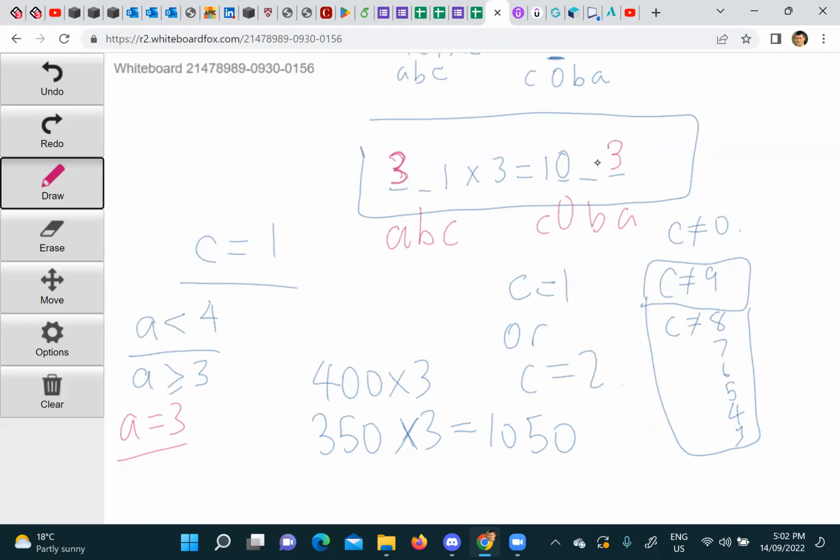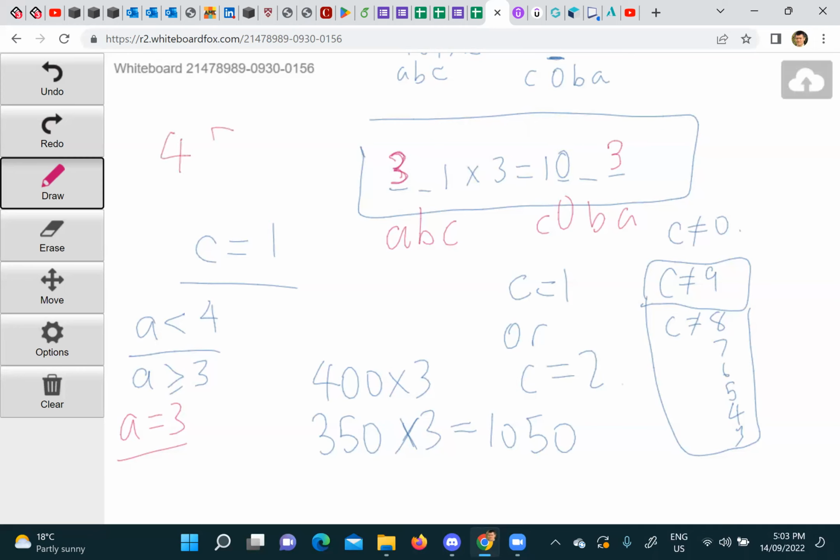Wait, oh wait, it can't be less than 4 because if you do 2 times 3 equals 6, and if you do 3 times 3 it equals 9. So if it's 3 or less, it doesn't go over 1,000, right? C can't be 1. It has to be 2. There's only 3 options left. You can only do 4, 5, or 6. Okay, so try 4, 5, or 6.